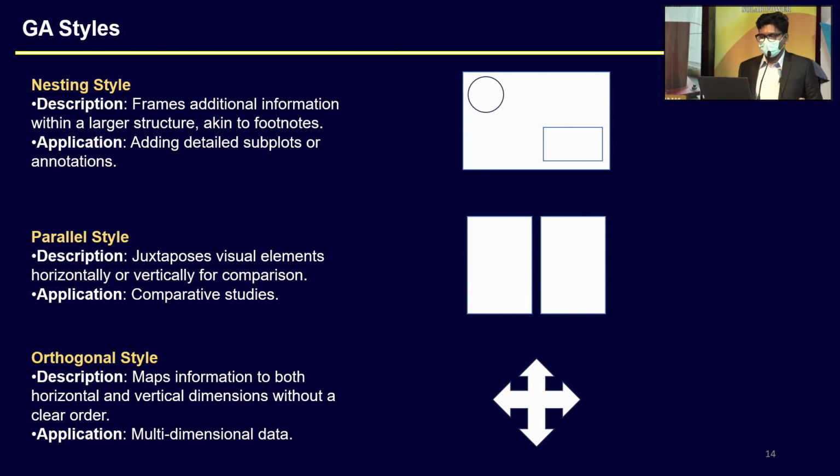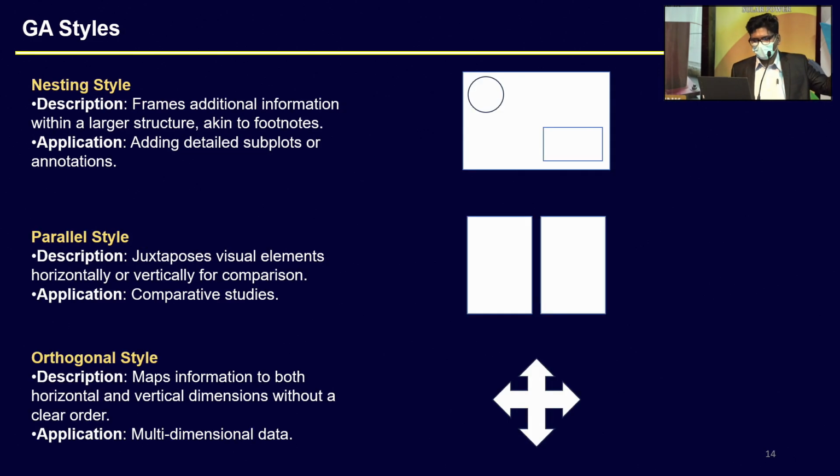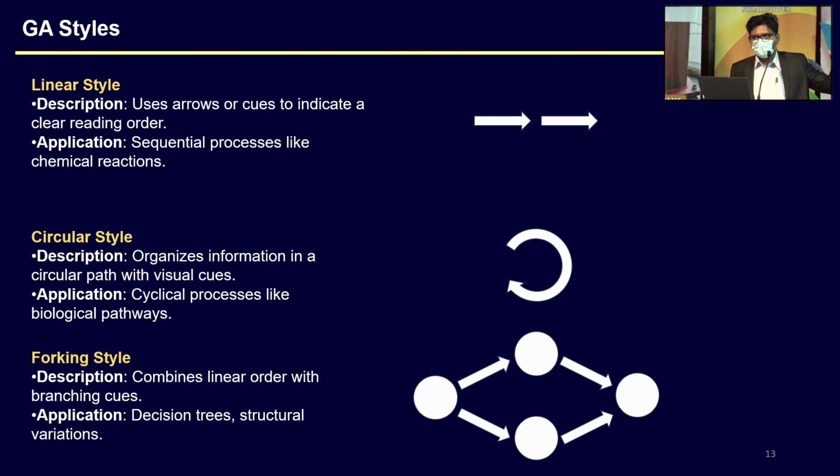And the orthogonal style, it doesn't really make sense to me, but it talks about where there is no direction. Whatever you look at it will be from a multidimensional aspect. Centric style and the single or free style, these are somewhat vague in terms of the definition, but these are the things that I found where you have different graphical abstracts.